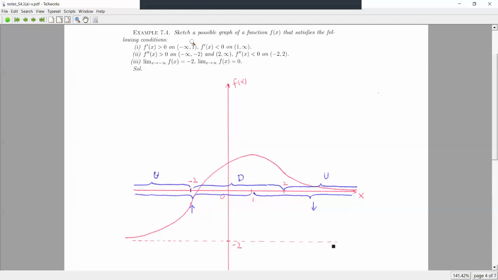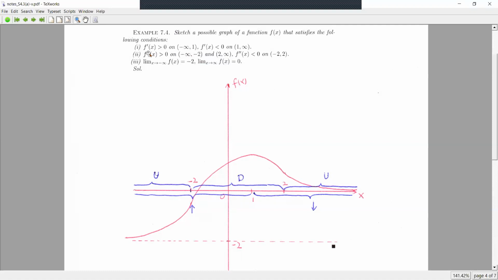Okay, now to sketch the graph of this function, let me draw an XY plane. Now let's go through the conditions one by one and mark down the information on the XY plane. First condition, derivative of the function greater than 0 on this interval from negative infinity to 1.